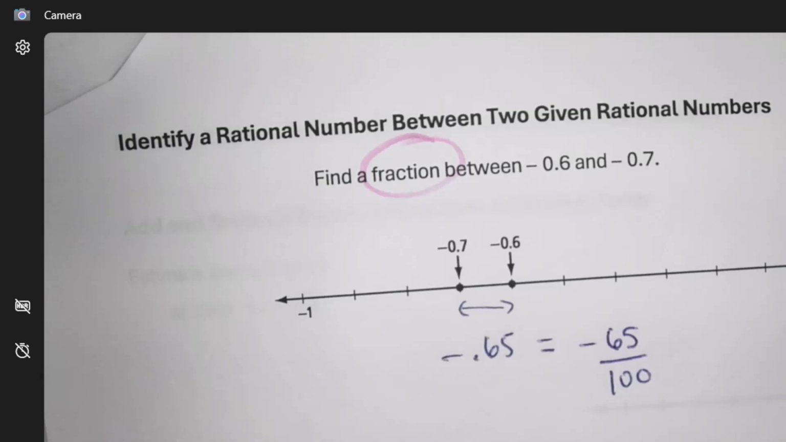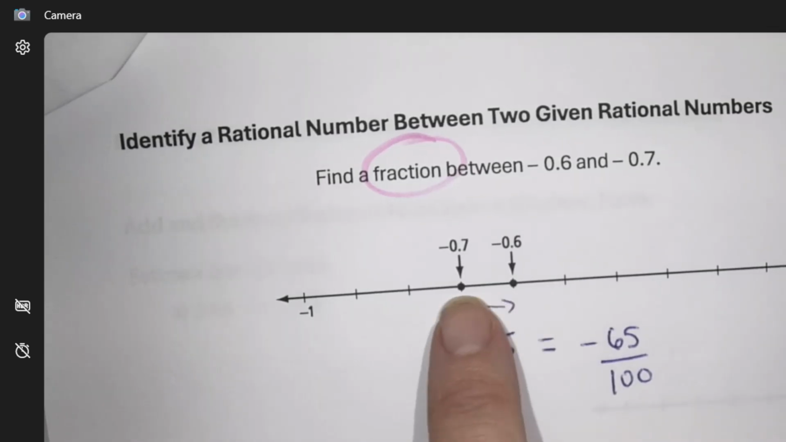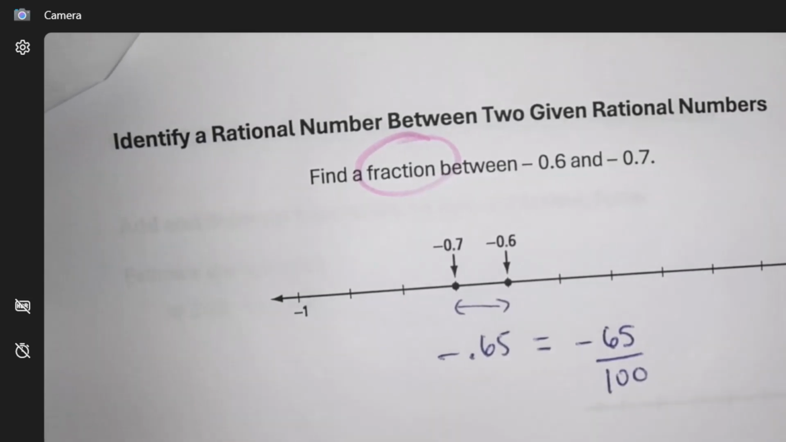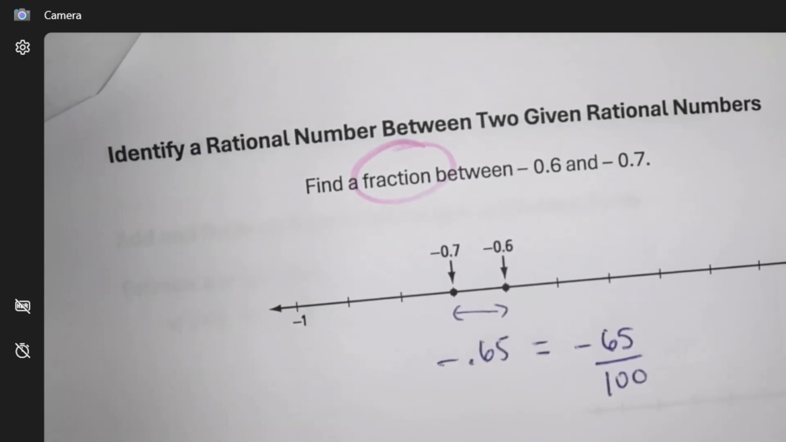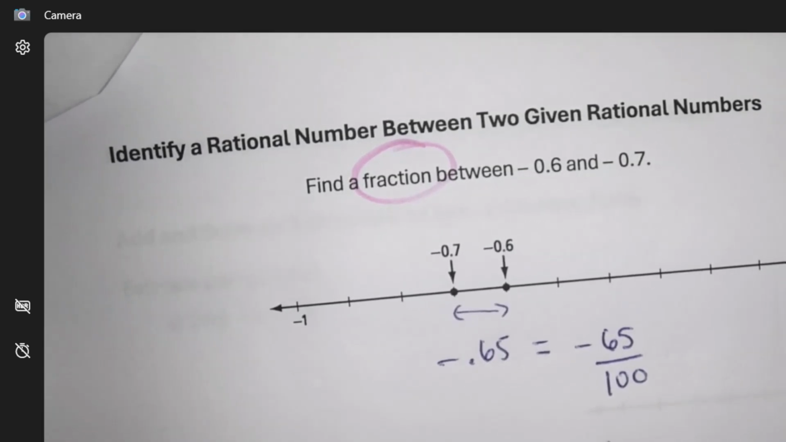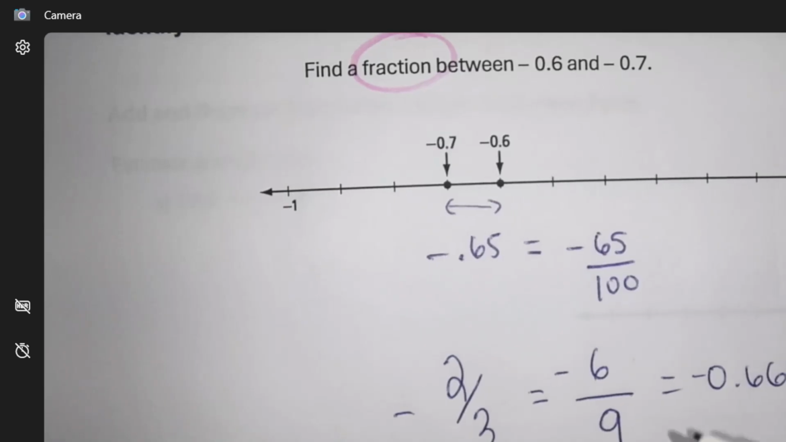Does anybody know a very, very common fraction between that? 2 over 3 is another answer. Negative 2 over 3, because remember what that decimal was? Can you change it to a 9? Okay, so those are some good answers. So that's a fraction, that's a fraction.